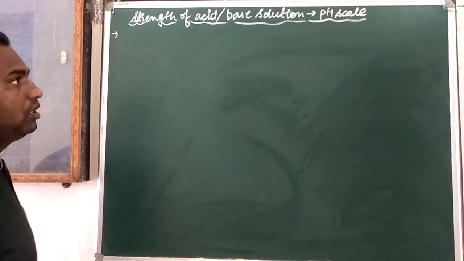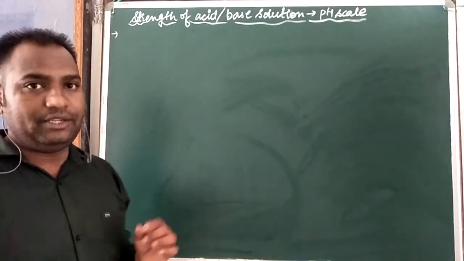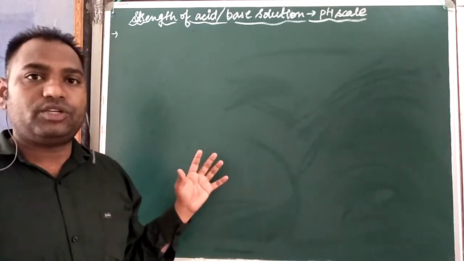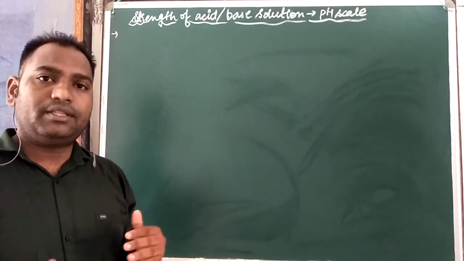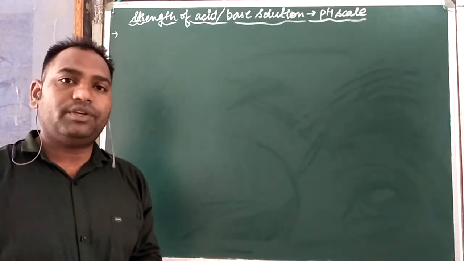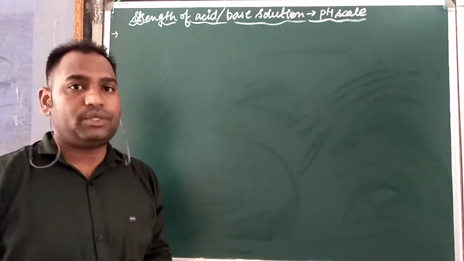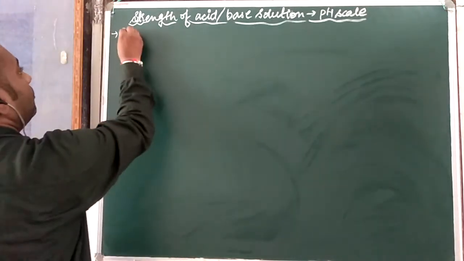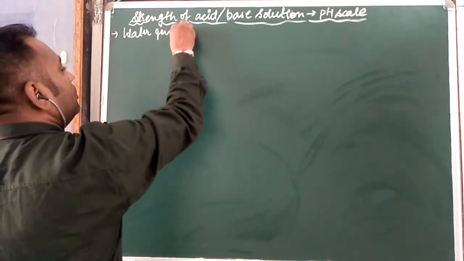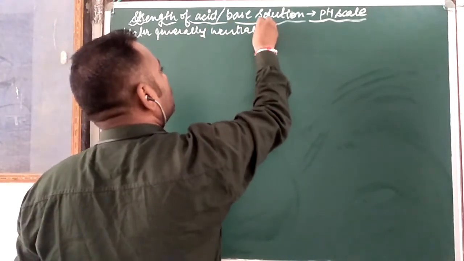First, you know about water. Water is generally neutral in nature, because in water there is a combination of acid and base. It means it is not perfectly acidic and not perfectly basic. That's why we call water a universal solvent, and water is a neutral solution.